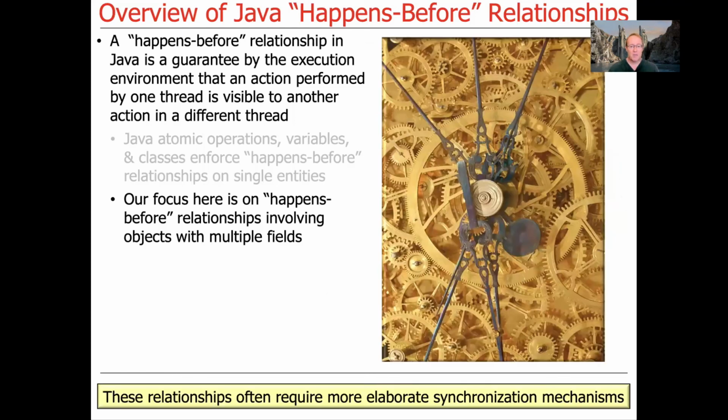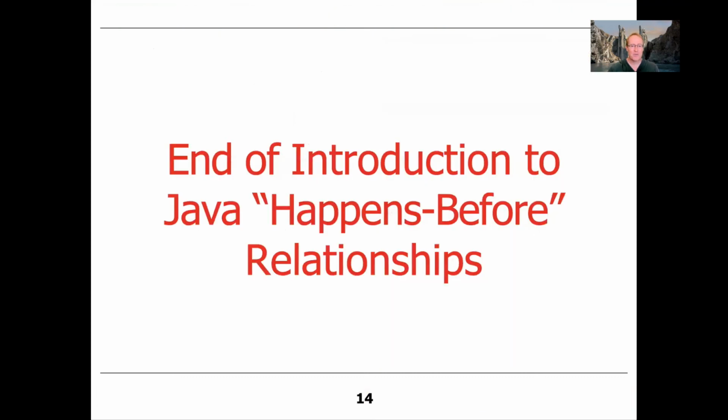And these relationships, to ensure that you can have these sort of multi-variable or multi-field relationships working properly, require more elaborate synchronization mechanisms than just something like a volatile or an atomic operation. So of course, we'll show some examples of those in a minute. But for right now, this is a summary of the finishing of our introduction to the concept of happens before relationships, which is really the conceptual model upon which the Java synchronizers work.